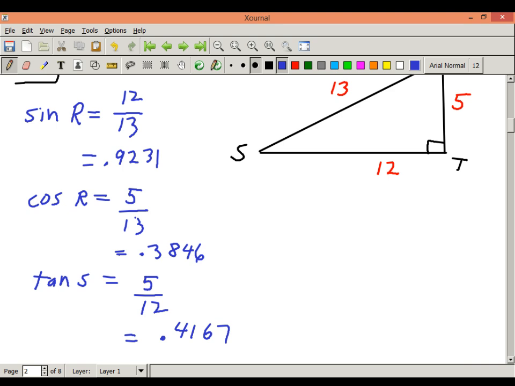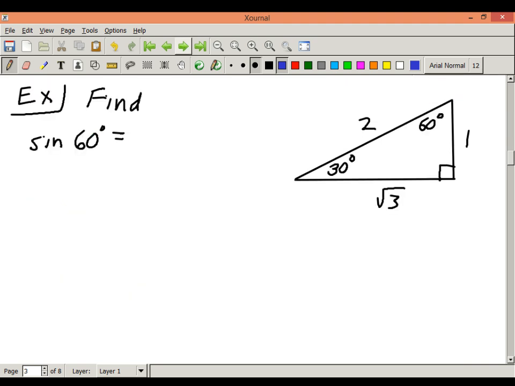Okay, let me draw some new triangles here. So there's your old friend, the 30, 60, 90 triangle there. And we're asked to find the sine of 60. So we can do that actually two ways here, because remember, we can use the definition of sine, and we can also just put the angle this time, since we know the angle, into a calculator. And we're actually going to do both and see if they agree.